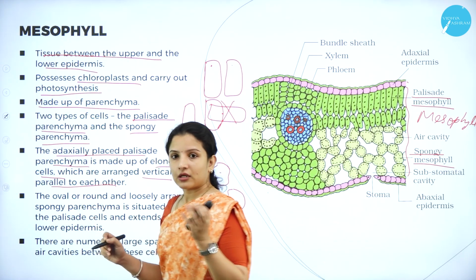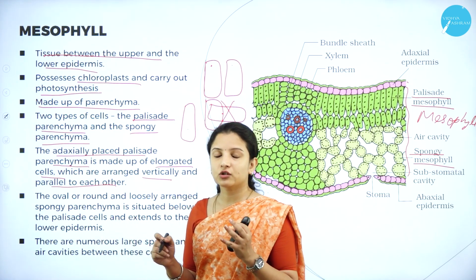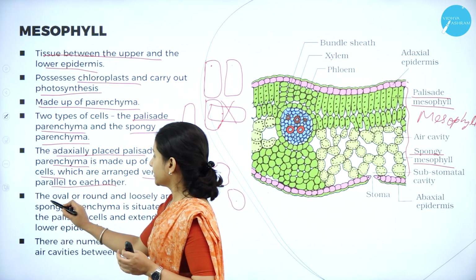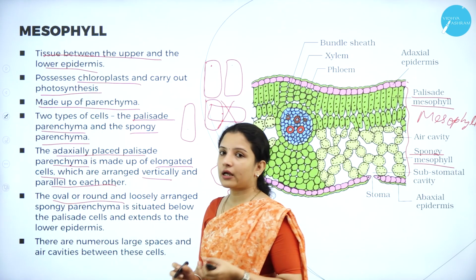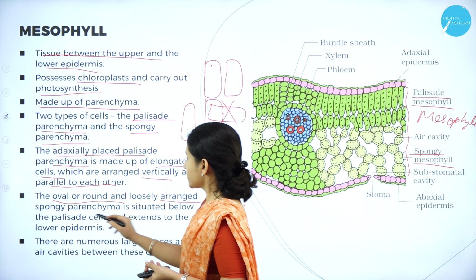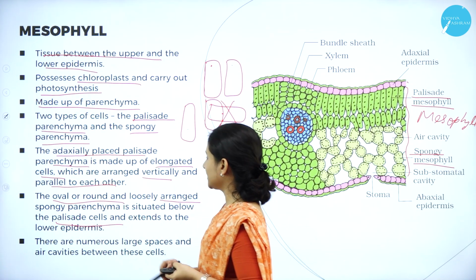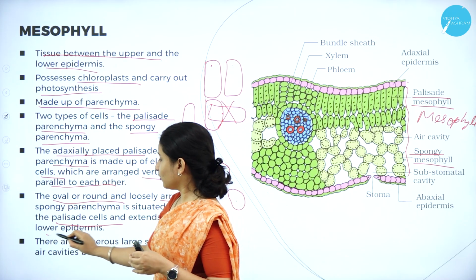And moving on to the spongy parenchyma, which are nothing but the cells of the spongy mesophyll. Here they are either oval or round, and they are usually loosely arranged, and they are situated below the palisade parenchyma cells, and they extend to the lower epidermis.